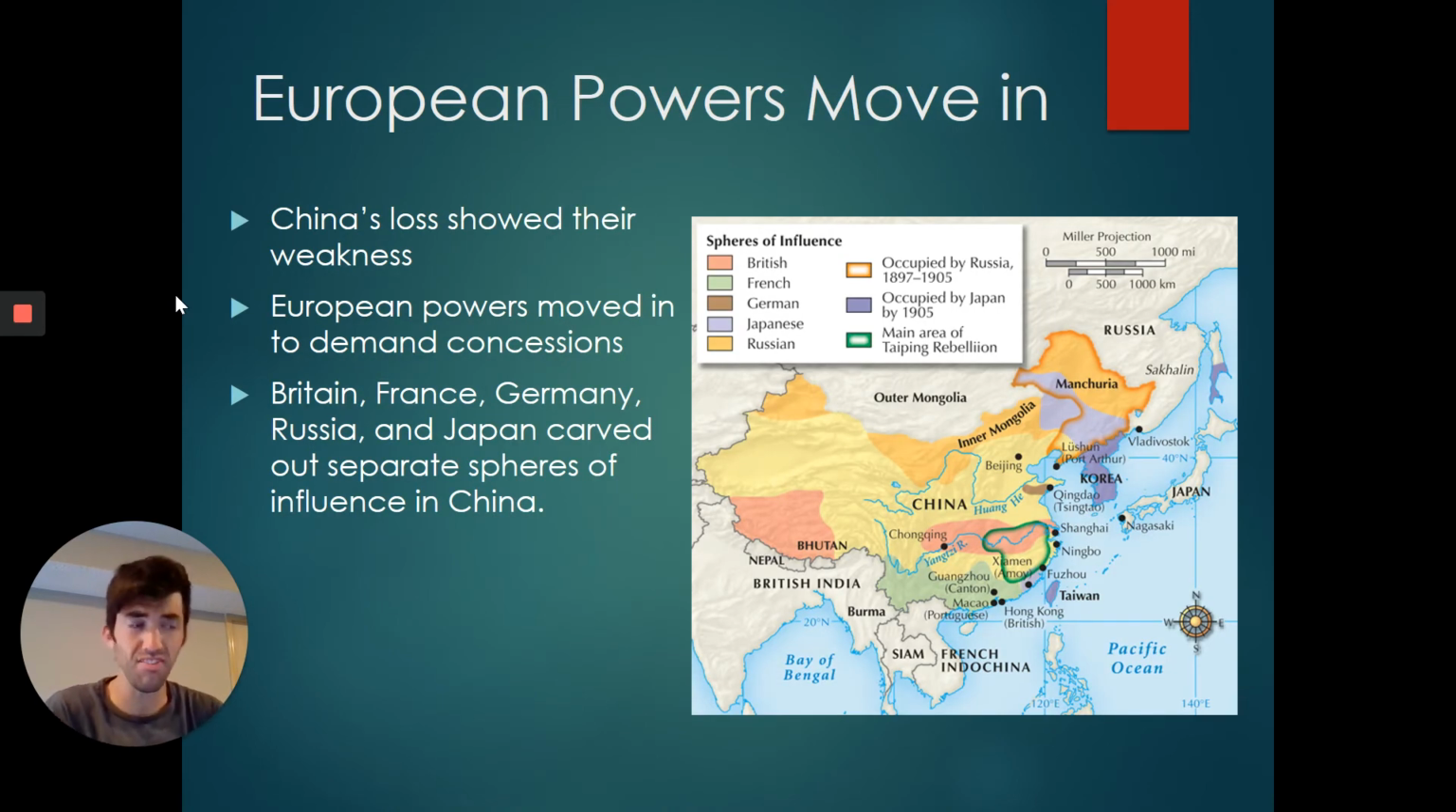And unfortunately for China, they are showing lots of weakness, to the British, to the Japanese. So other European powers are like, can we get a piece of that? And so they're trying to get a piece of that. And as they move in, they're getting some concessions. They have to make some concessions.